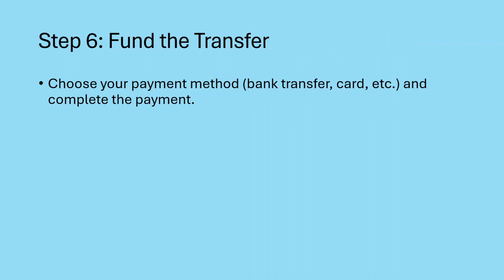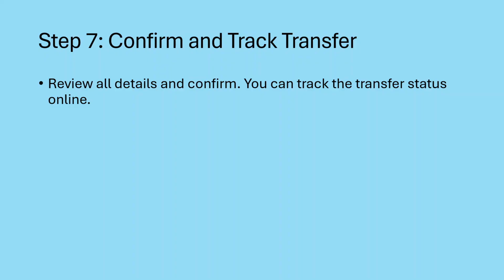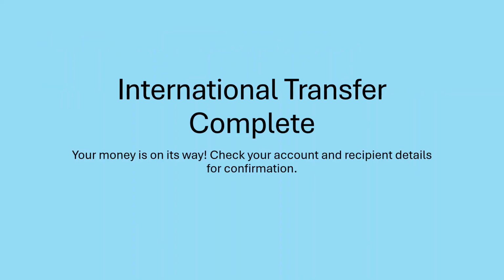Step 6. Fund the transfer. Choose your payment method, bank transfer, cards, etc., and complete the payment. Step 7. Confirm and track transfer. Review all details and confirm. You can track the transfer status online. And that's how you make an international transfer on Wise.